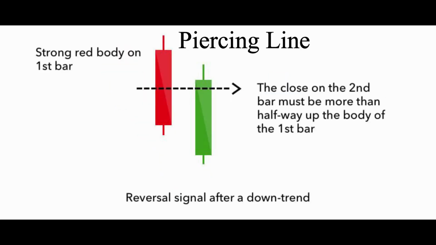Piercing line, formed of a long red candle followed by a long green candle, and there is usually a significant gap between the first candlestick's closing price and the green candlestick's opening price, indicating a strong buying pressure as the price is pushed above the mid price of the previous day.